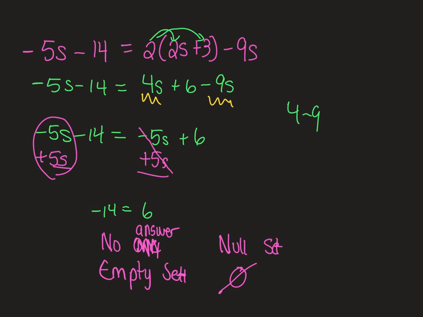So that's the situation where you have different things on the left side and the right side end up being numbers. Our letters go away and we just have numbers, and they're not the same. If they were the same, like -14, -14, that would be our identity. But this is -14 and 6. So this doesn't work. Go away, go away, go. So there's no answer that's going to work. No answer, empty set, null set, 0 with a line through it.